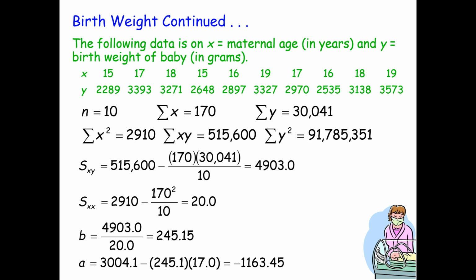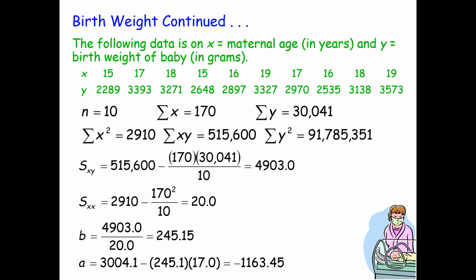To find our values, our s sub xy, using those values, comes out to 4,903. Our s sub xx equals 20.0. Our b is 245.15, and our a value comes out to negative 1,163.45. If you need to, now would be a good time to pause the video and try plugging in those values and see if you can get the same values as well.